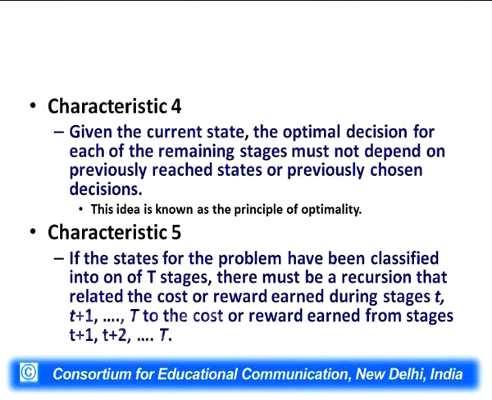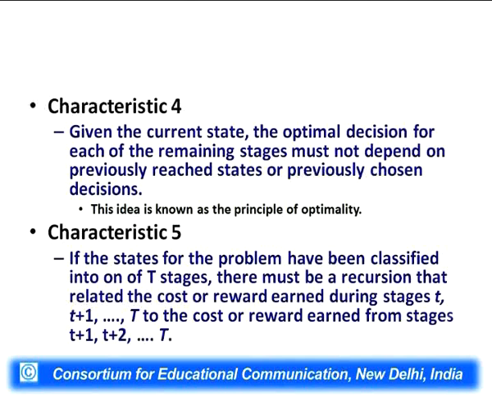Characteristic number 4, given the current state, the optimal decision for each of the remaining stages must not depend on previously reached states or previously chosen decisions. This idea is known as the principle of optimality, given by Richard Bellman.